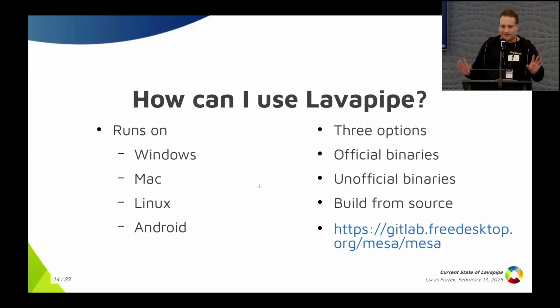Now, moving over, okay, this is the current state. You can run a lot of stuff on it. How can I use it? Like you want to use Lavapipe, how can you get your hands on it? Well, today it runs on all the major operating systems: Windows, Mac, Linux, Android. If you want to use it, there's kind of 3 options available to you. Depending on your platform, you might have official binaries for it, you might have unofficial binaries for it, or you might have to build it from source code. So I'm just going to cover the different platforms and what options you have and how you can look into doing those options.